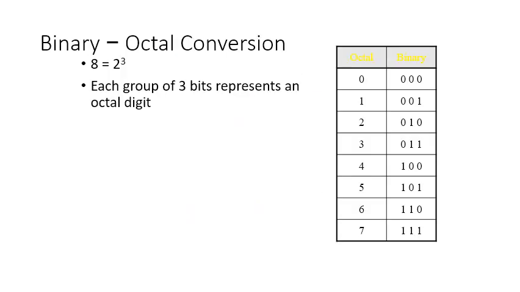So here's the table. As the octal number is of base 8 and 8 is equal to 2 raised to power 3, we will need 3 bits to represent an octal number like this. So here is the table we have summarized.